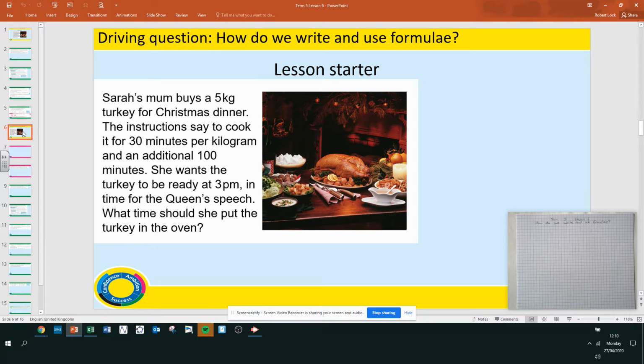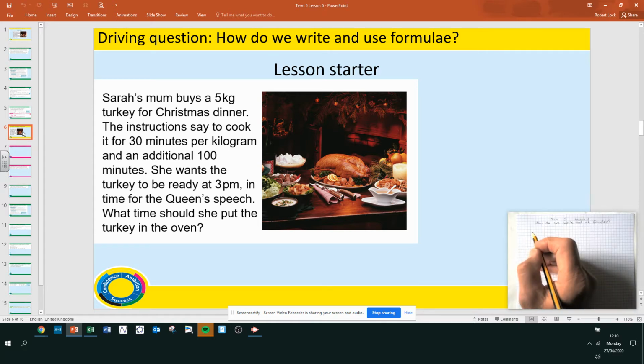Sarah's mum buys a 5 kg turkey for Christmas. The instructions say to cook it 30 minutes per kilogram with an additional 100 minutes. She wants the turkey to be ready at 3 p.m. in time for the Queen's speech. What time should she put the turkey in the oven?